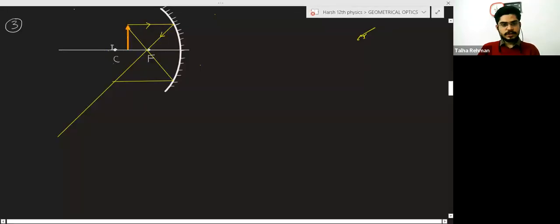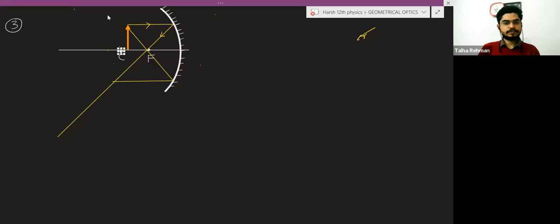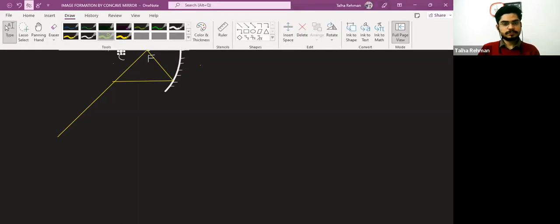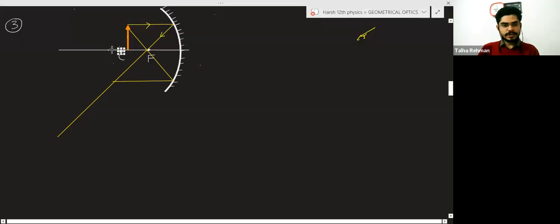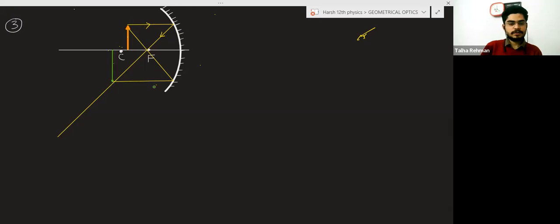So this image is basically forming beyond the center of curvature. Somewhere here is the center of curvature, and this is the image. When you draw it properly with the help of a scale, then you will get it properly.